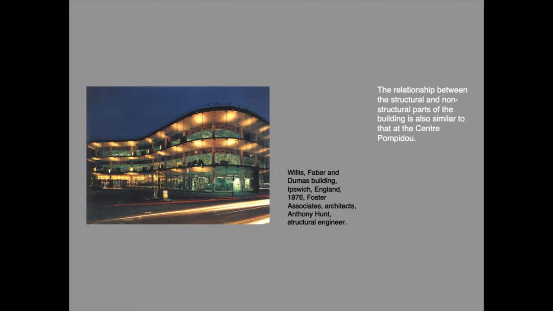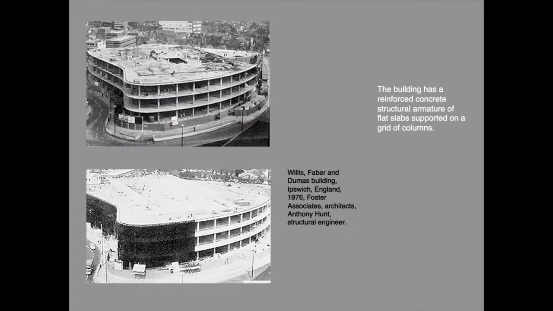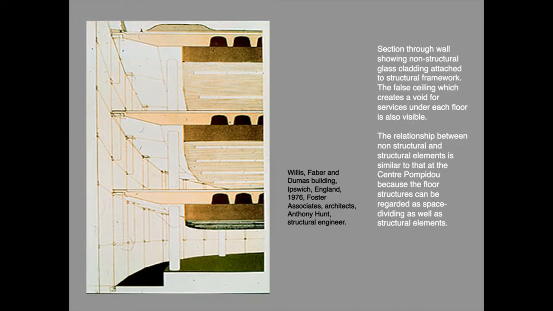The building has a structural armature of reinforced concrete and the cladding is glass, which has a completely non-structural and only enclosing function. In this cross-section of the edge of the building, the structural elements are the two-way spanning coffered floor slab supported on columns, and they support the glass cladding which is bolted to the edges of the floors.